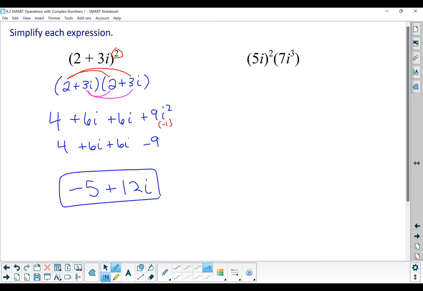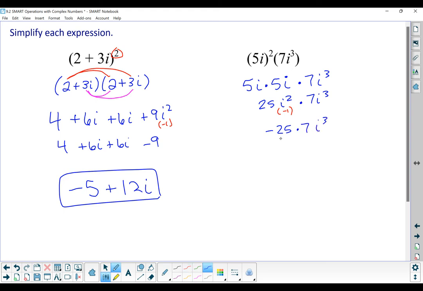Okay, on this one, I've got a 5i that is squared. Well, that just means I've got a 5i multiplied by another 5i. And then I also have a 7i to the third over here. So I'm going to first work with the 5i's for just a second, and then I'll also include this 7i to the third. So 5i multiplied by 5i is 25i squared. The i squared is the same as multiplying by a negative 1. So this is negative 25 multiplied by 7i to the third.